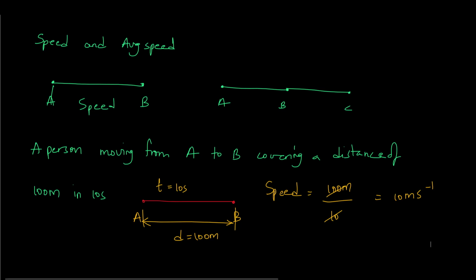Okay. Now we'll see a numerical where we solve average speed. A person moving from A to B and then from B to C.